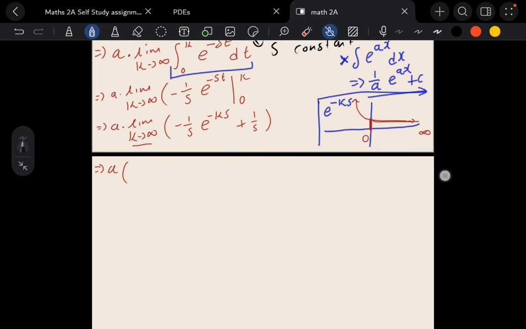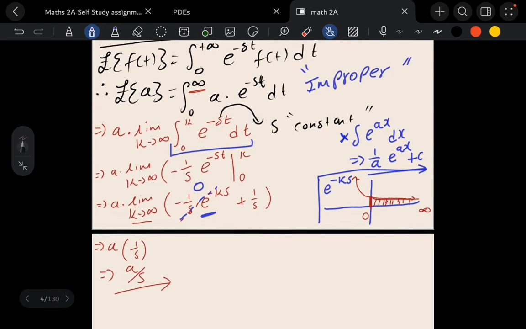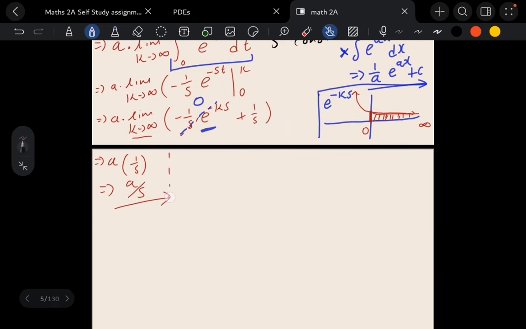Or what you can see is that since the area of this graph decreases as you approach infinity, the limit of this thing here would be 0, right? So this entire part is 0 because of that fact. So now I'm left with 1 over s, which is the same thing as a over s. So the Laplace transform of any constant is always like that.